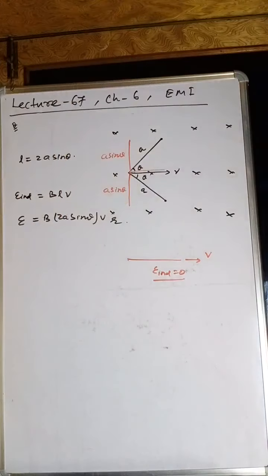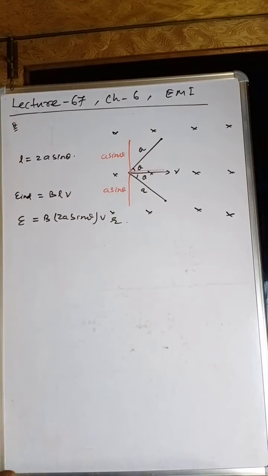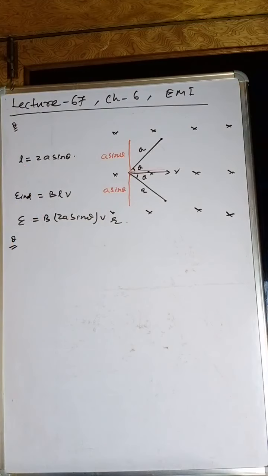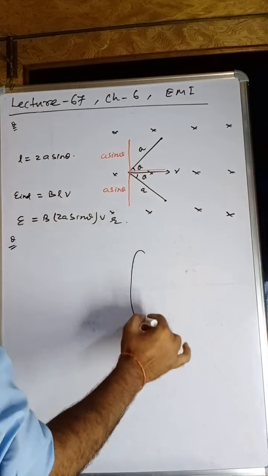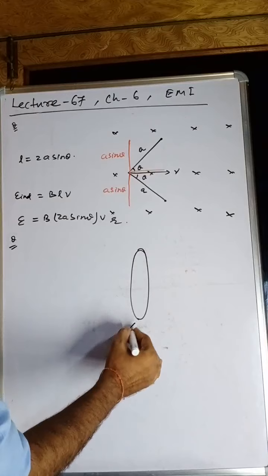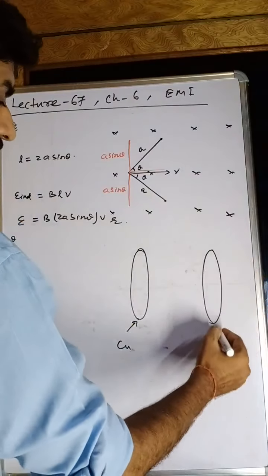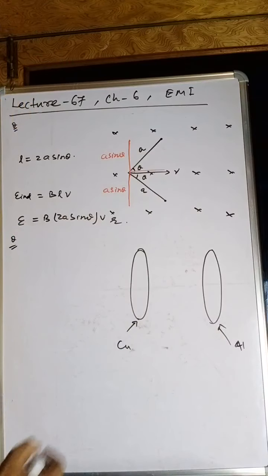Yes. Now one more question. It is very important to solve the questions of this particular chapter. Next question: you have two coils, not totally identical, but two coils. One is of copper and another is of aluminium. This question was asked in the board exam.